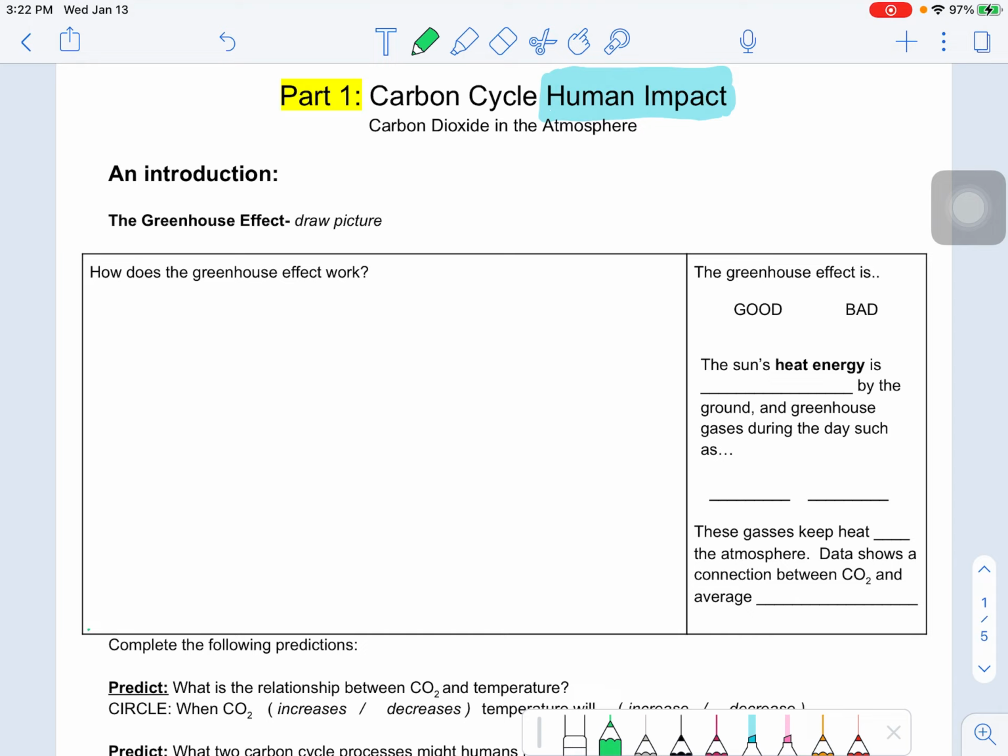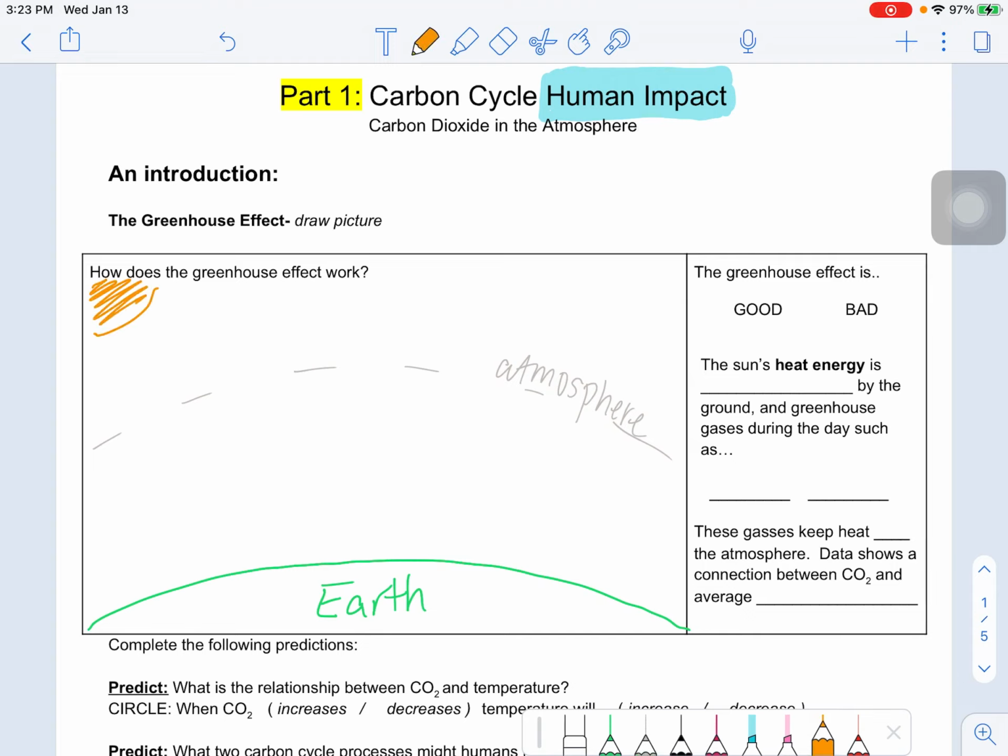So we're going to draw a little picture here by starting with just the earth down here at the bottom and the atmosphere above it. And we need the sun. So the greenhouse effect, we compare to a greenhouse where the outsides are clear, so the solar energy, both light and heat, can get in to the earth. But the nice thing about it is any of that solar energy reflected or released from the earth's surface typically stays in our atmosphere. And that's because of greenhouse gases.